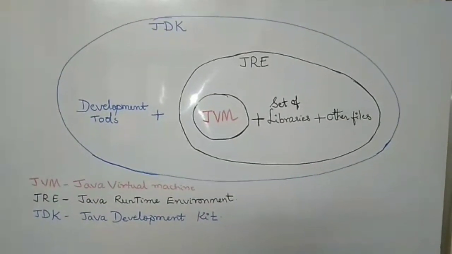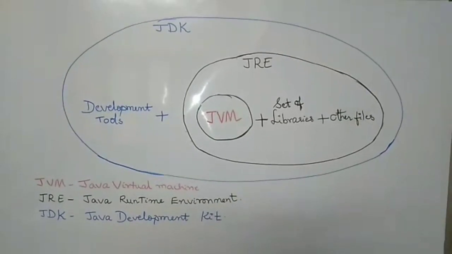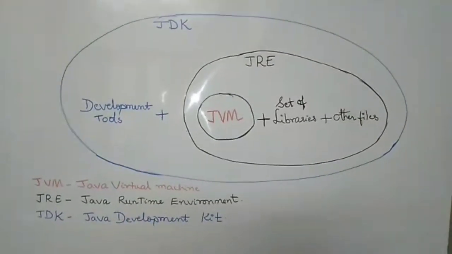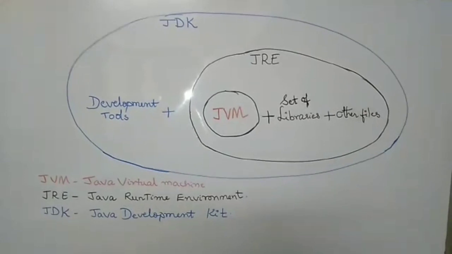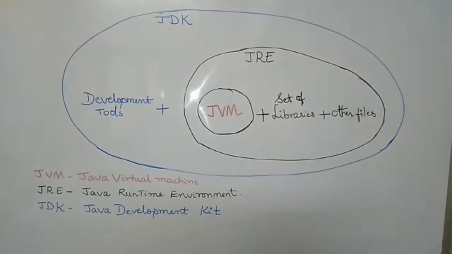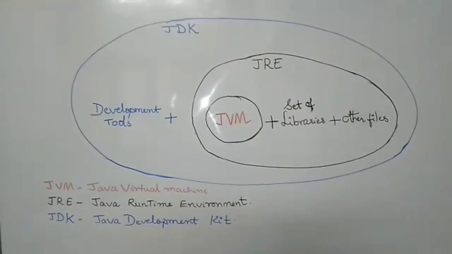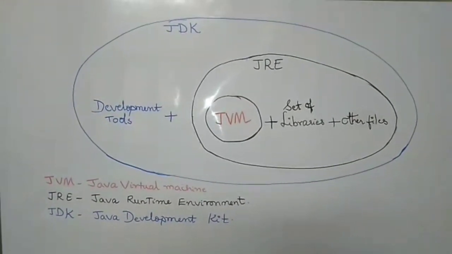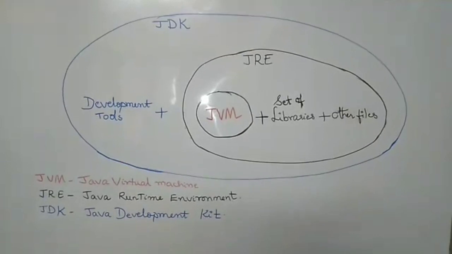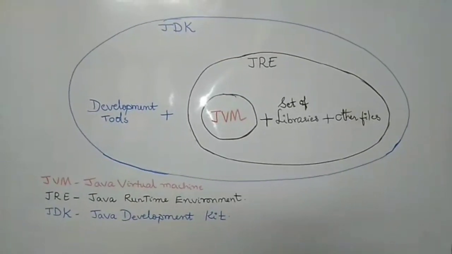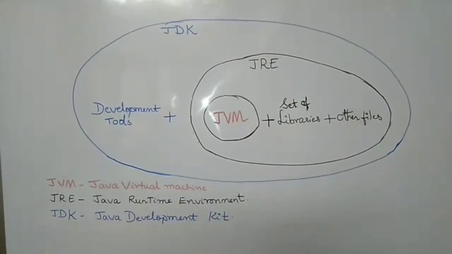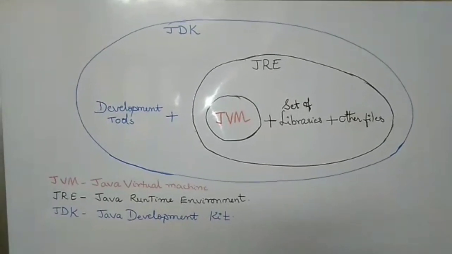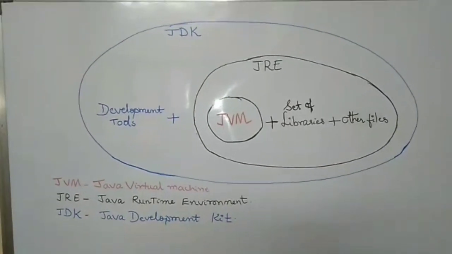You can see that JVM stands for Java Virtual Machine, and JVM plus a set of libraries plus other files together form the JRE, and JRE plus the development tools together form the JDK. So you can understand that JDK is the superset of JRE over here, and we'll see what is JVM in detail now.